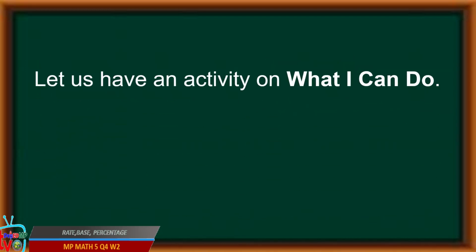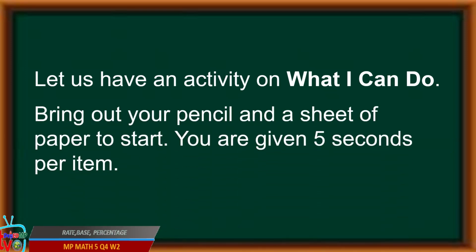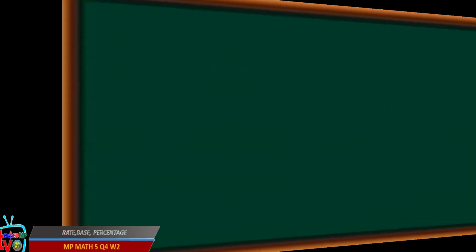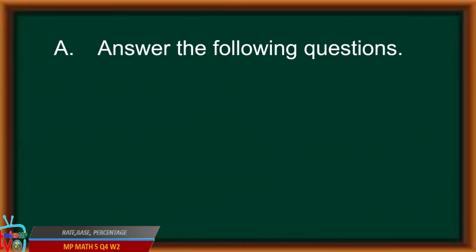Let us have an activity on what I can do. Bring out your pencil and a sheet of paper to start. You are given 5 seconds per item. Let's go to activity A. Answer the following questions.